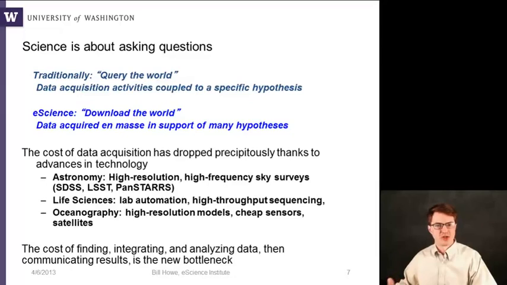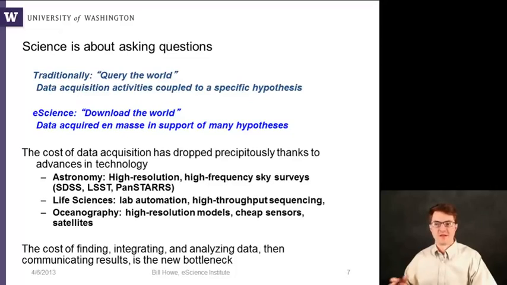But eScience has really shifted a bit, where now you're downloading data en masse. You're downloading the world first, putting it into some sort of representation in the computer, and then querying that database to test your hypotheses. And so the data can be acquired independent of any specific hypotheses in some cases. This is due in part to the cost of data acquisition dropping precipitously thanks to advances in technology, right? So the telescopes you can build now, that we'll talk about in the next couple of slides, can acquire enormous amounts of data at very high resolution.